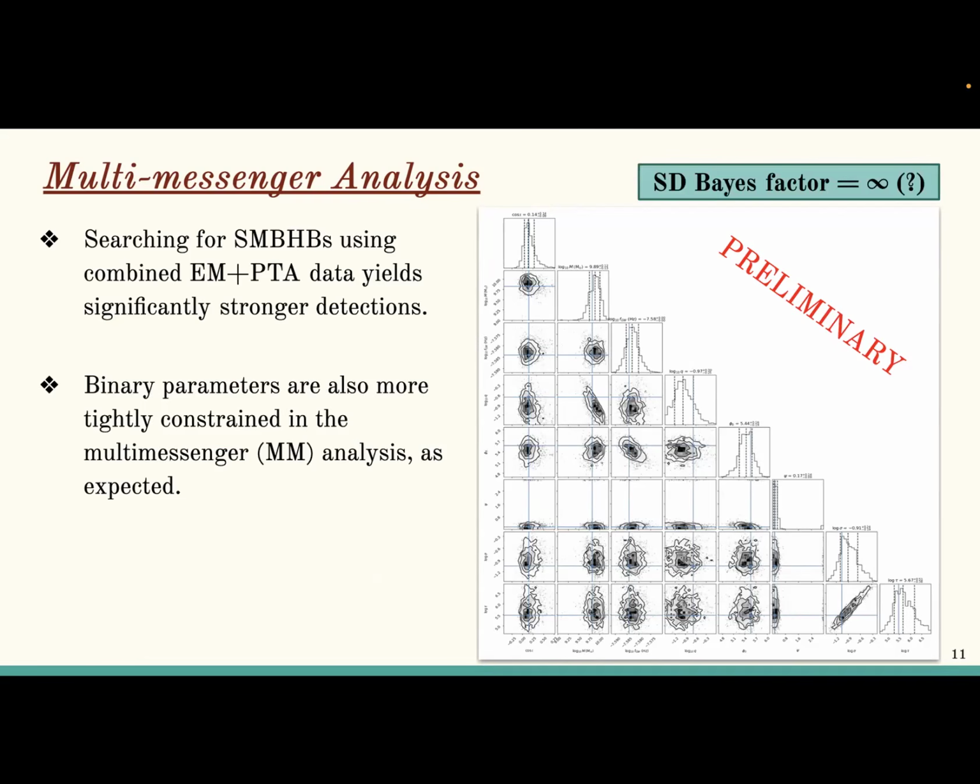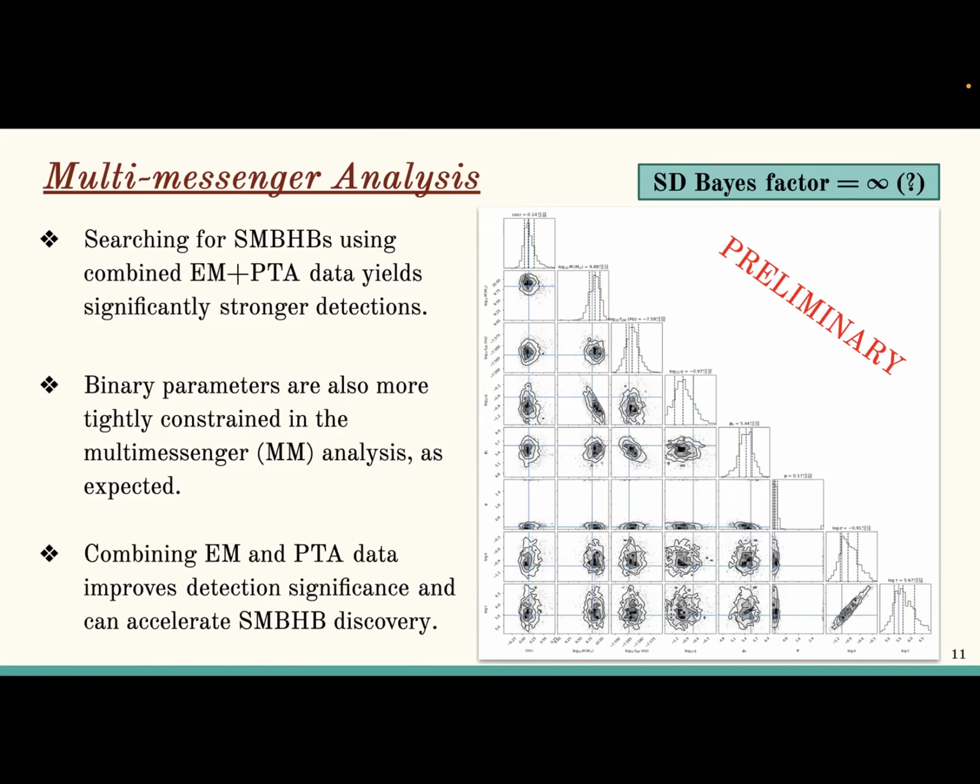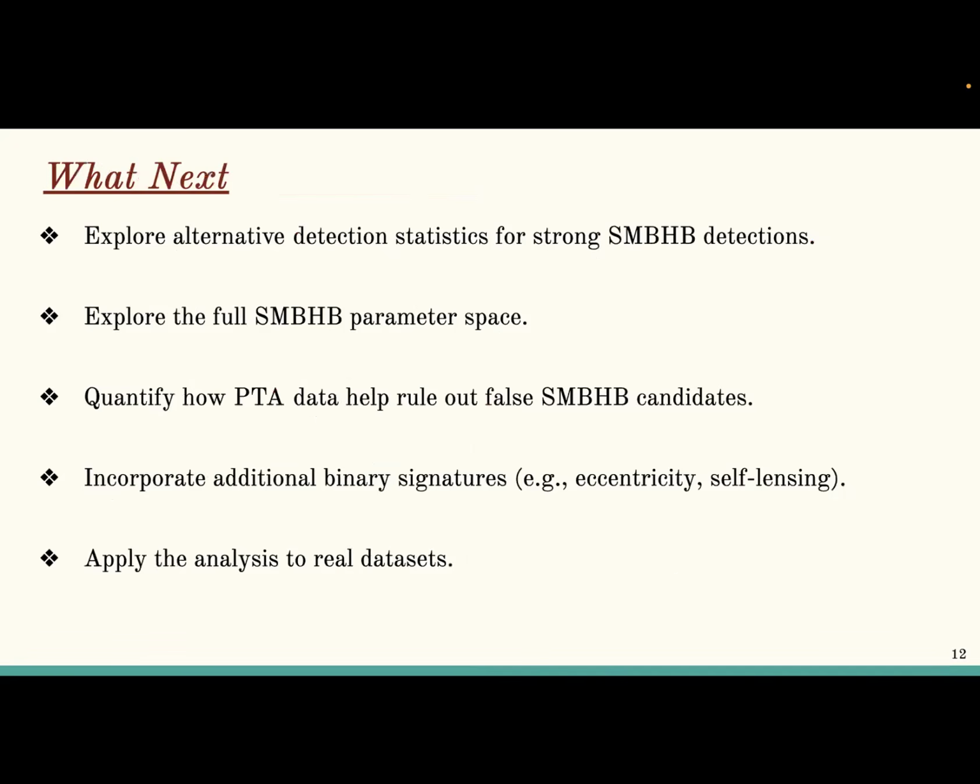If we calculate the Bayes factor, for this kind of analysis we use the Savage-Dickey Bayes factor, and it turns out to be infinity, because for very strong detections the Savage-Dickey Bayes factor doesn't work very well. But still it suggests the detection significance is very high. So this shows that combining EM and PTA data improves the detection significance even when we have a very realistic LSST-like data set.